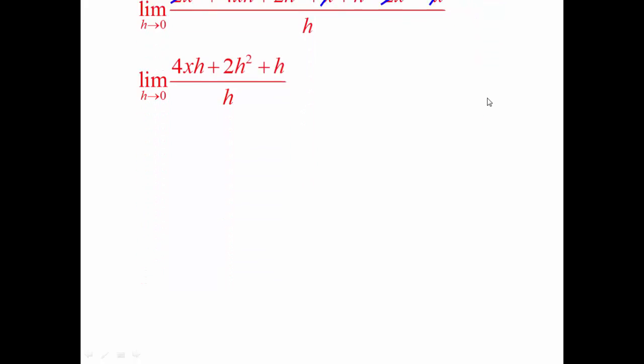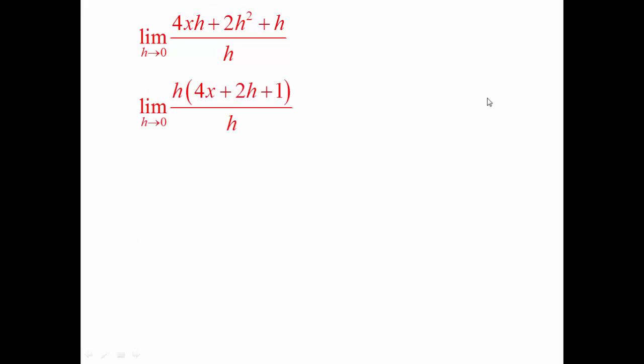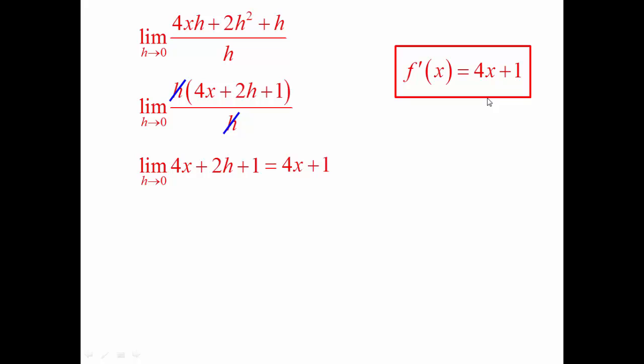Factor out that h, leaving behind 4x plus 2h plus 1. You wouldn't believe how often people do this factorization at this level and forget that there's a plus 1 right there. Cancel out the h, apply my limit, final answer, f prime of x equals 4x plus 1.